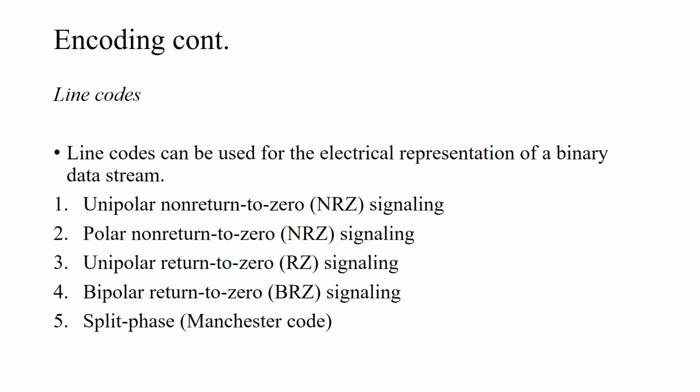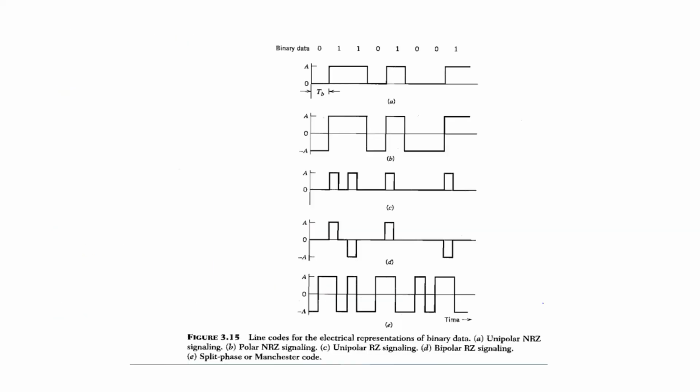Line codes. Line codes can be used for the electrical representation of a binary data stream. We have to learn about 5 important line codes: unipolar non-return to zero signaling, polar non-return to zero signaling, unipolar return to zero signaling, bipolar return to zero signaling, and finally split phase or Manchester code. And here we represent each of these 5 line codes for the binary data 0110 1001.